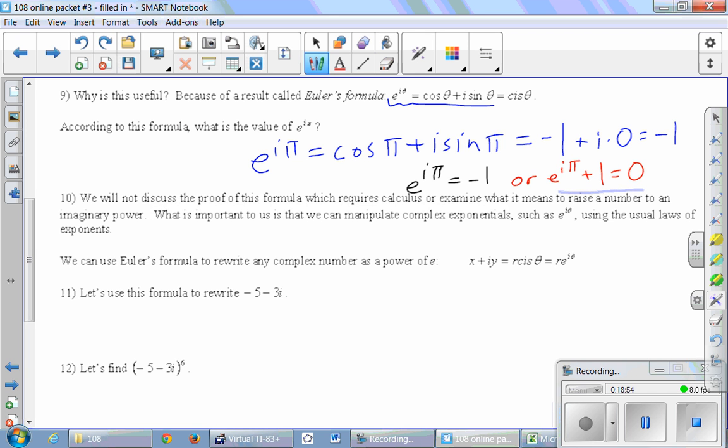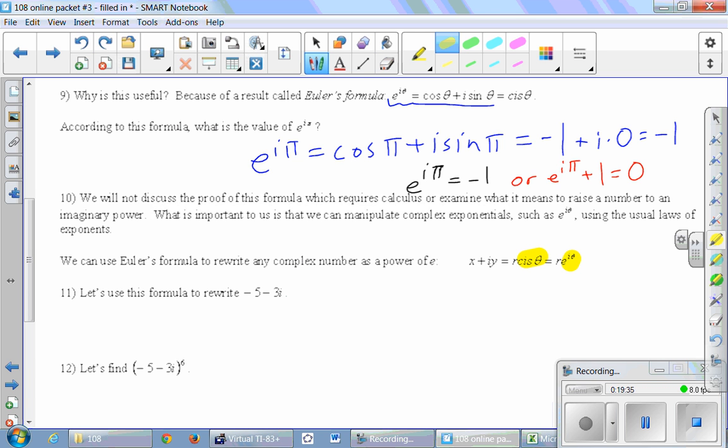10. We will not discuss the proof of this formula, which requires calculus, or examine what it means to raise a number to an imaginary power. What is important to us is that we can manipulate complex exponentials, such as e to the i theta, using the usual laws of exponents. We can use Euler's formula to rewrite any complex number as a power of e. x plus iy equals r cis theta, we saw that. But now, apparently, according to Euler, cis of theta is really the same as e to the i theta. So cis theta just becomes e to the i theta in this formula. Maybe we'll highlight those two things, cis theta and e to the i theta.